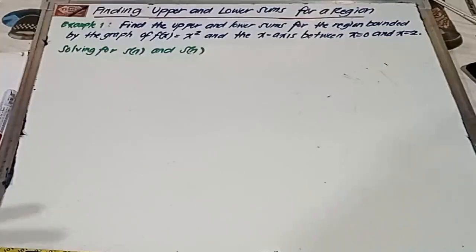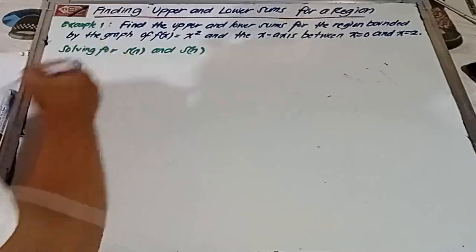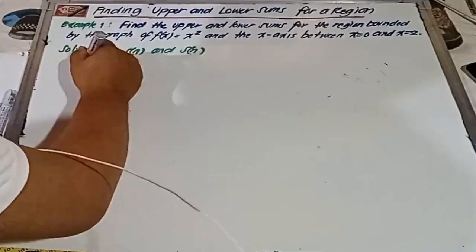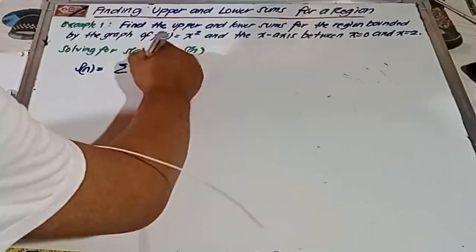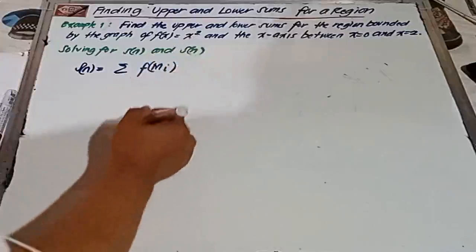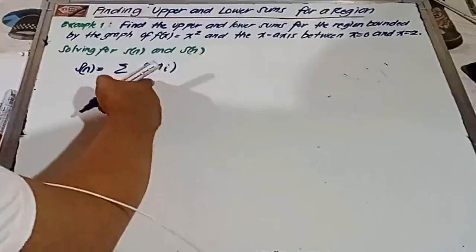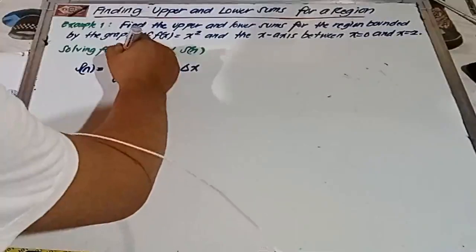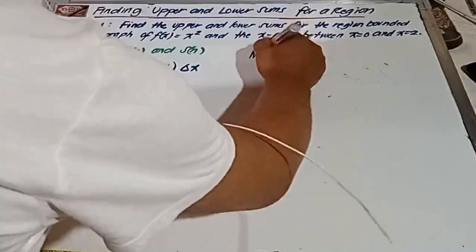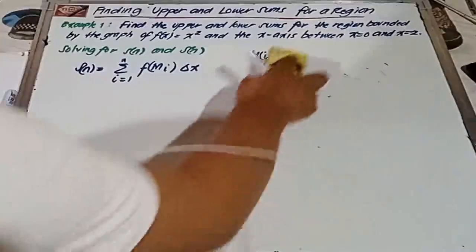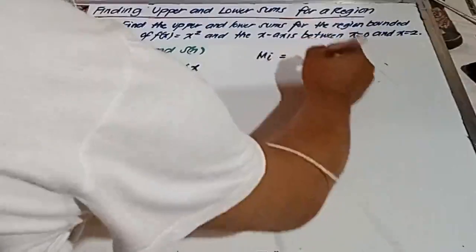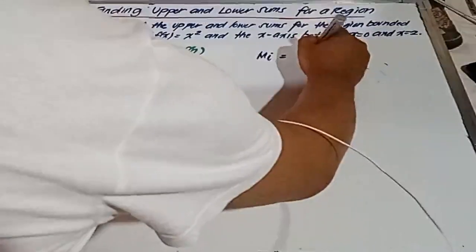And now, to compute for the upper sum, we're going to use our formula, which is S sub n is equal to the summation of f of m of i, that is the maximum value of f of x from the ith subinterval, times delta x, i equals 1 to n. Yung ating right endpoints is equal to 2i over n.